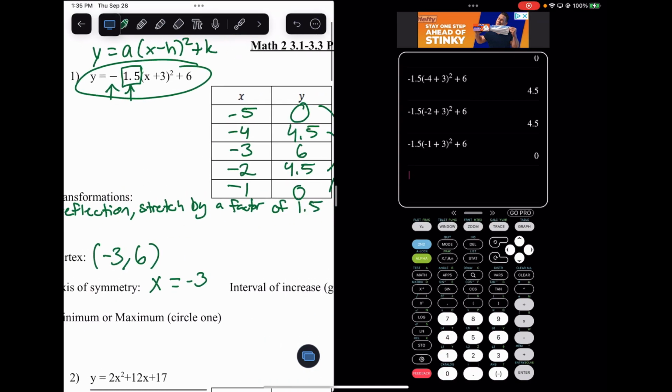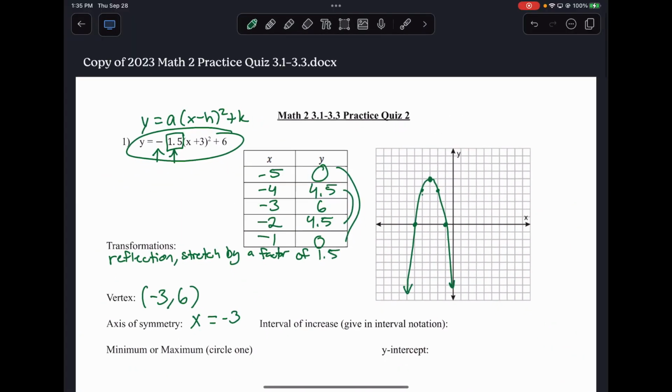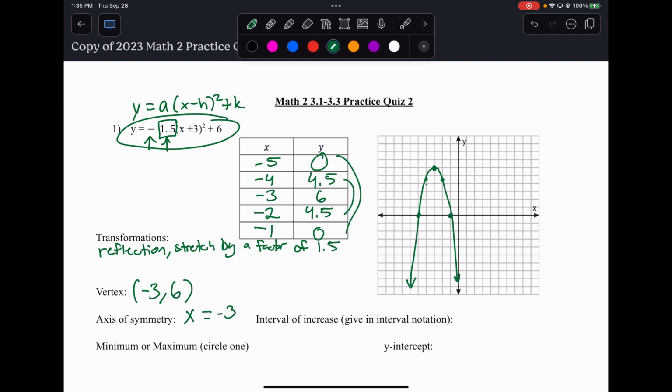Then for the up, down, left, right, what you really want to do is think about it in terms of its transformation from 0, 0, right? So think about your vertex. We had to go up 6 and left 3. So we would say up 6, left 3.